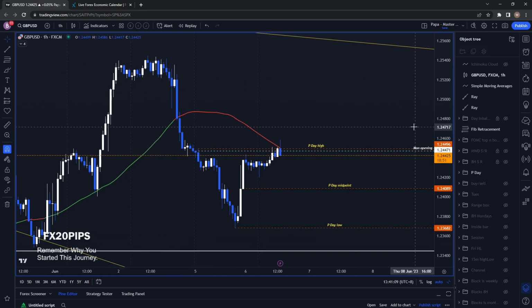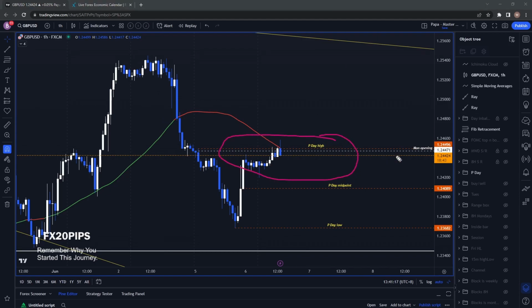Now, at this stage, we are more on the top end here, trying to close above the Monday opening, trying to close above the previous day high, trying to close above this 50 SMA. We shall see what's going to happen. Just note the previous day midpoint. This could be one of the supports. Now let's draw our breakout buy and sell.